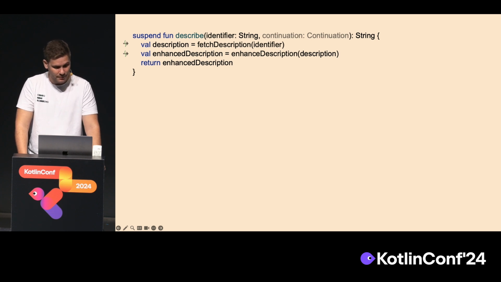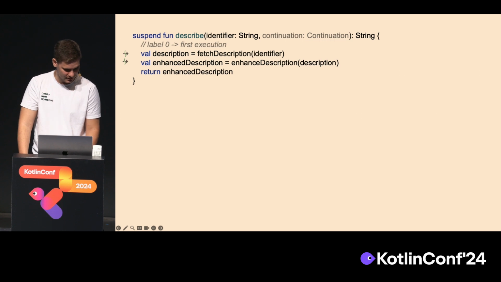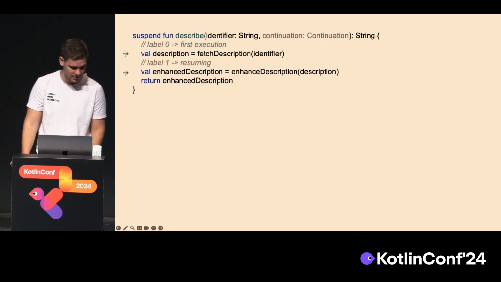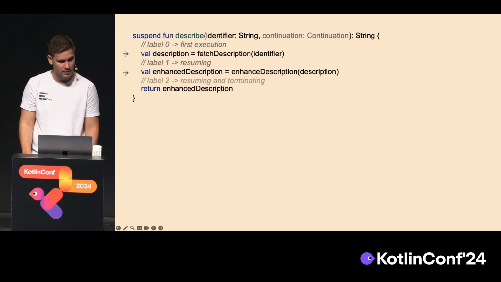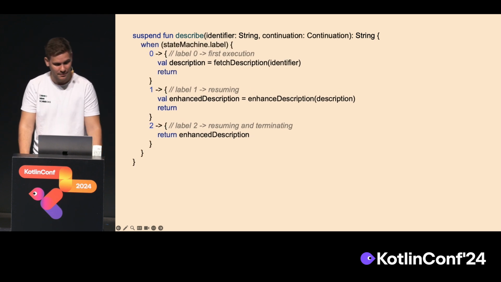To better understand this concept, let's put labels firstly on the start of the function and after each suspension point. So we have label 0 on the start of the function, label 1 after the suspending fetch description function, and label 2 after the suspending enhance description function. So the compiler turns the function into a state machine. It looks like a when statement. Depending on the state machine label, different portions of the function are executed.